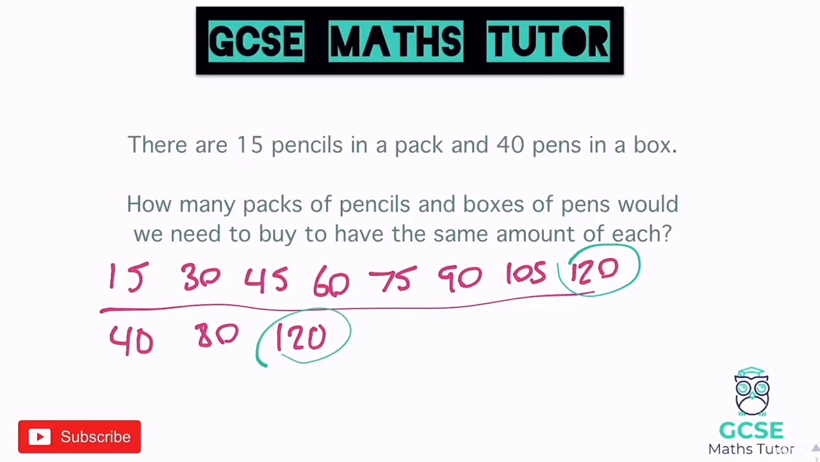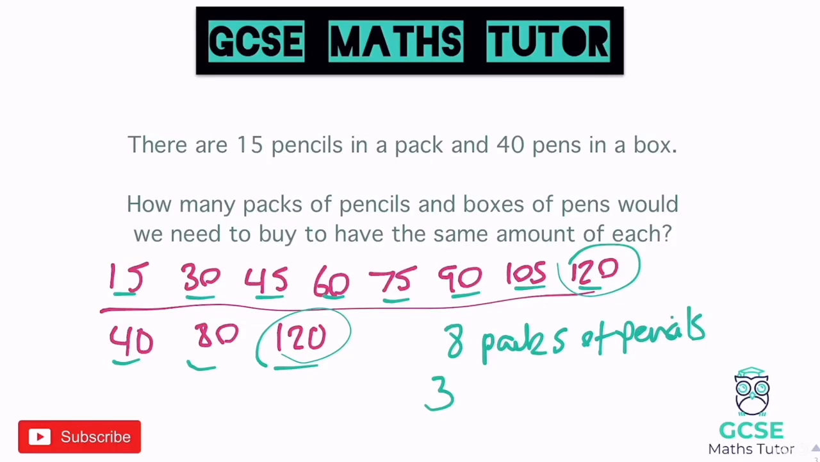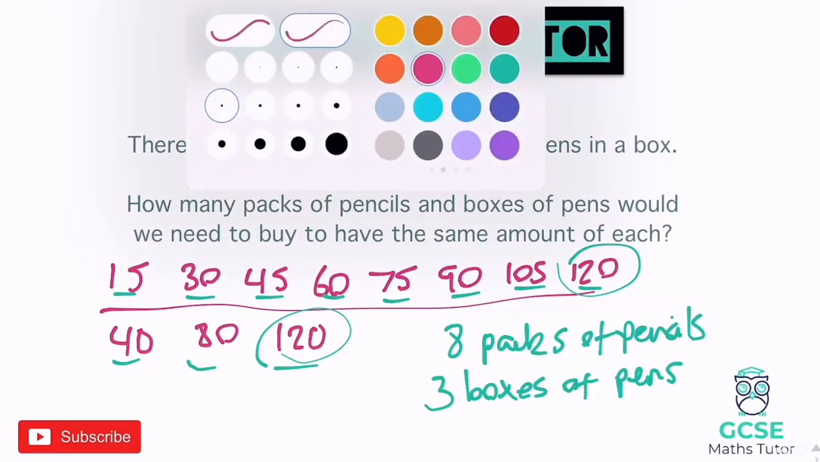The question said how many packs of each, so that is 1 on the top. We've got 1, 2, 3, 4, 5, 6, 7, 8. That was the pencils, so that's 8 packs of pencils. And below there we have 1, 2, 3 boxes of pens. Okay, so just remember to read the question there, what's it actually asking for in the final step, even though we were looking at lowest common multiple for that one.